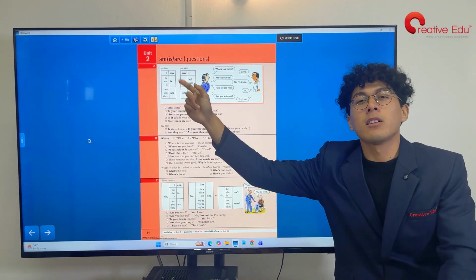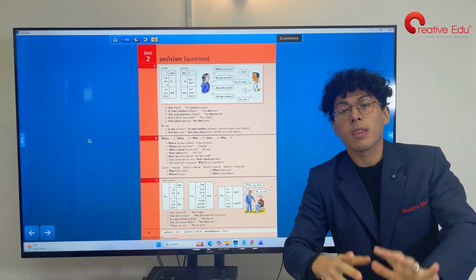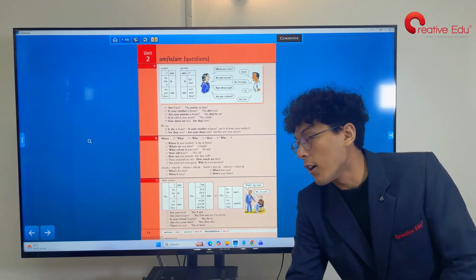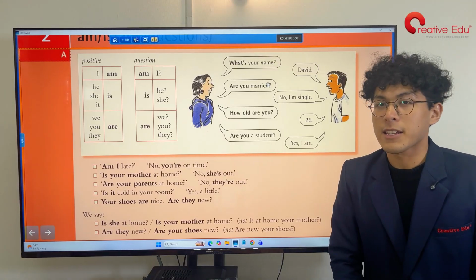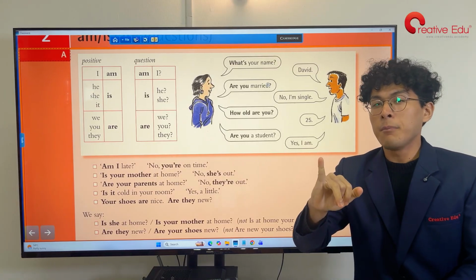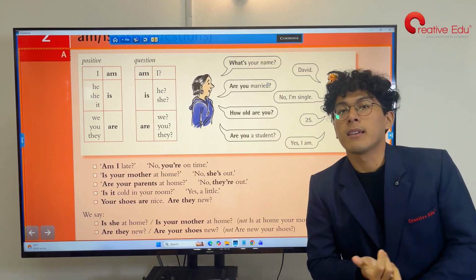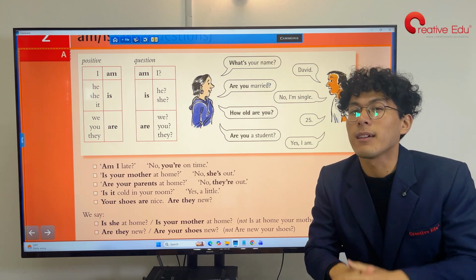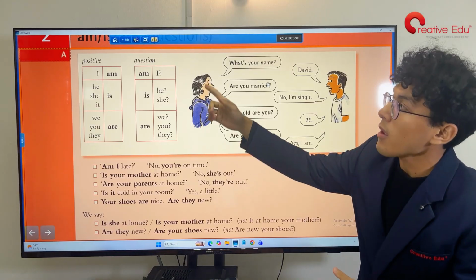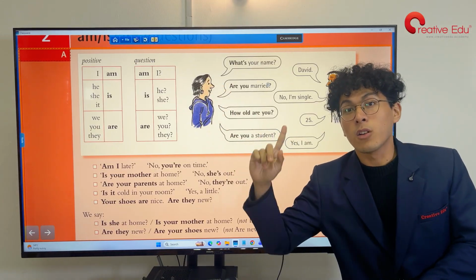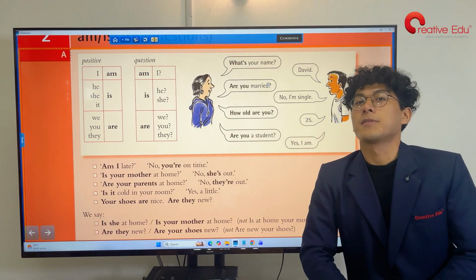But this time we're taking a look at am, is, and are in question form. Let's dive into it. Moving on to the first one. If we take a look at this here, we obviously know that am, is, and are can and should be used when stating a positive or a negative statement. For example, I am going to school, or he is going to school, or they are going to school.